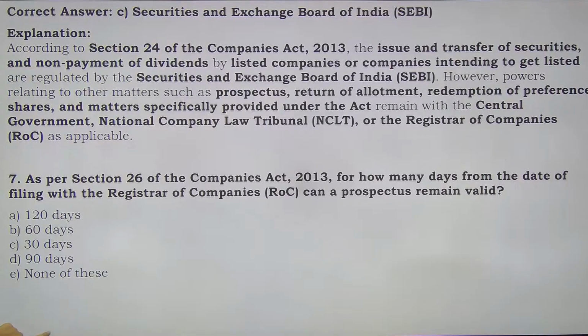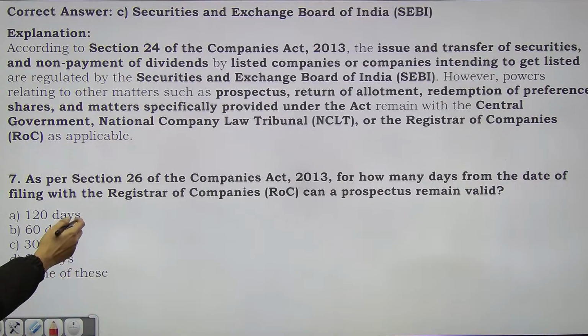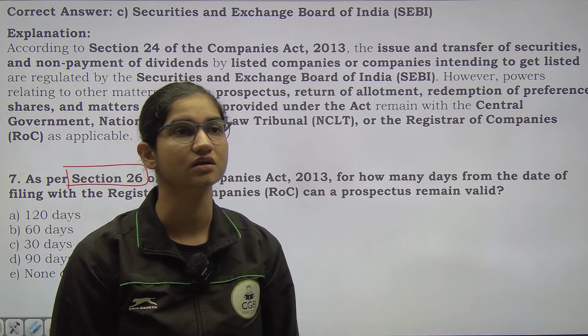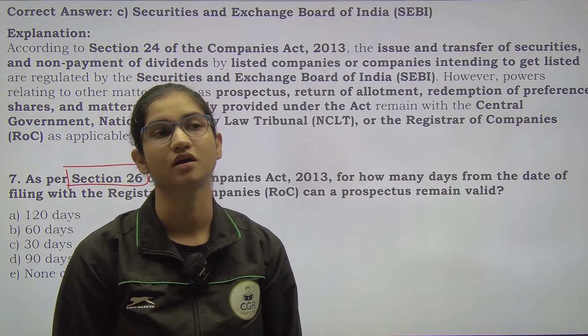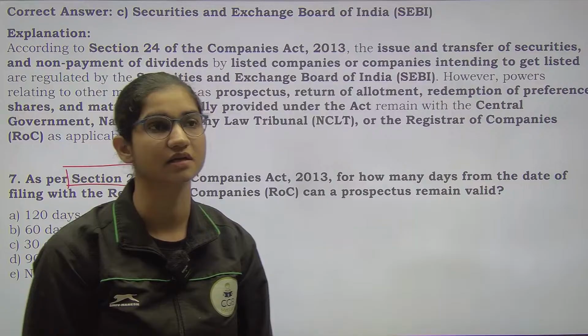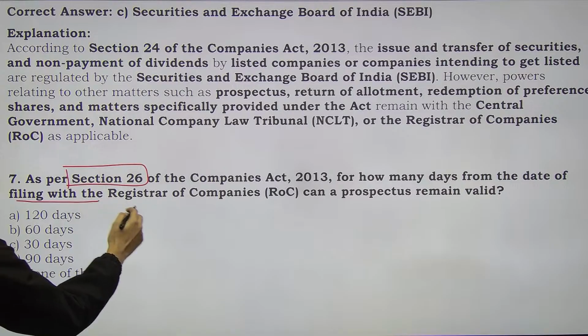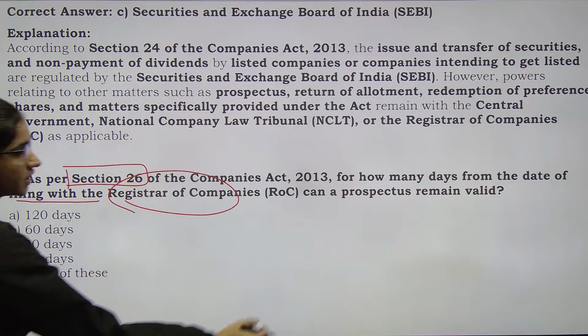Okay, so question number 7. Question number 7 is asking you कि as per section number 26, please remember the section numbers because direct questions can come from the section number. If you are forgetting the section numbers, then definitely you are betraying yourself for the examination, right? Now what this question is trying to ask you is कि for how many days from the date of filing with the ROC, ठीक है, can a prospectus remain valid?